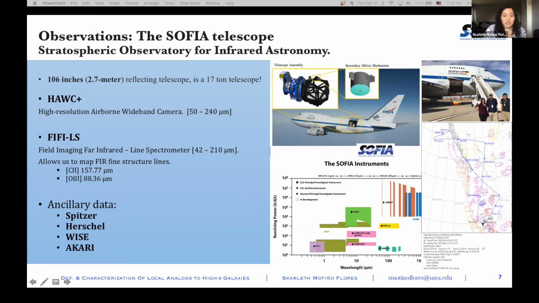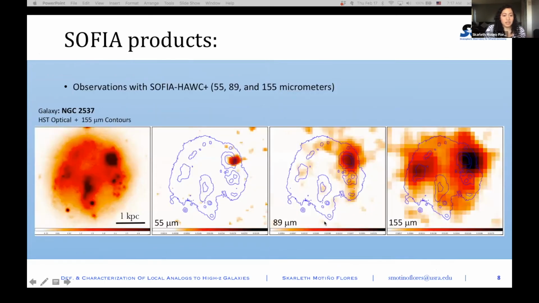So basically, HAWC+ allows me to characterize the dust continuum, and FIFI-LS to observe fine-structure lines in the infrared for these galaxies. Also, we use any archival data that we can find, like Herschel, Spitzer, WISE, or AKARI, to complement the observations.